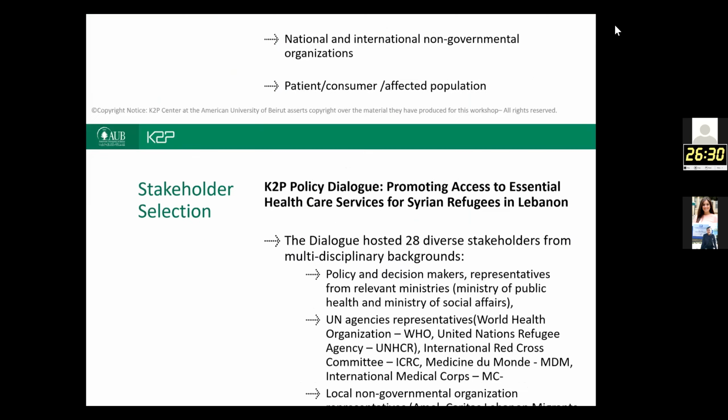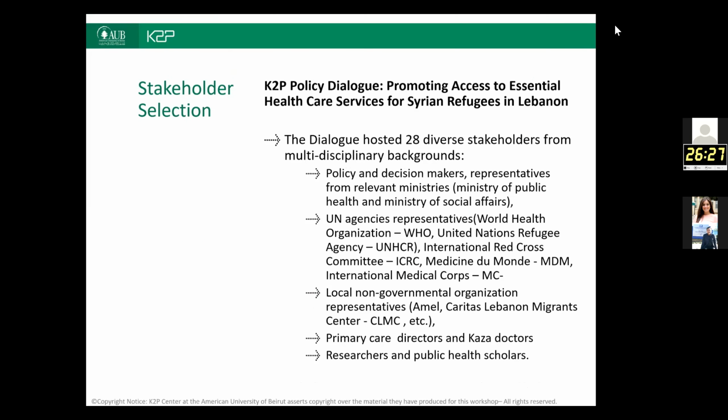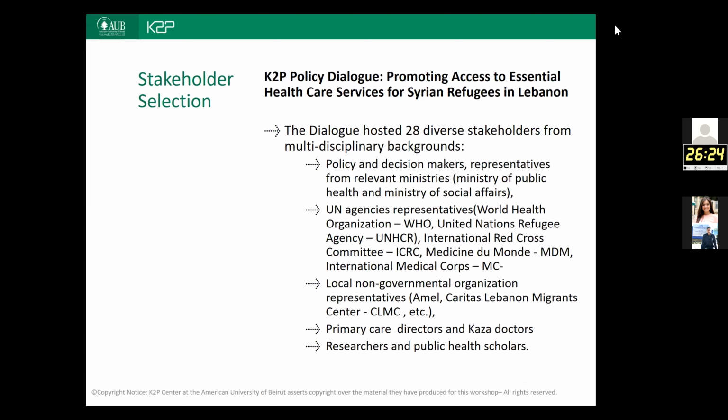So this is just an example of one of the policy dialogues conducted at K2P on promoting access to essential healthcare service for Syrian refugees. In this dialogue, we had 28 stakeholders. Usually this is a big number when it comes to dialogues. We had policymakers, decision makers from ministries, Ministry of Public Health, Ministry of Social Affairs. Please, when you're having ministries during the dialogue, make sure that you don't have more than a maximum of 2 from the ministry, because then the discussion will be very skewed. And make sure you have the decision makers from those ministries.